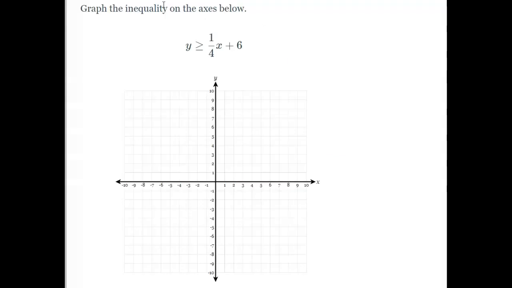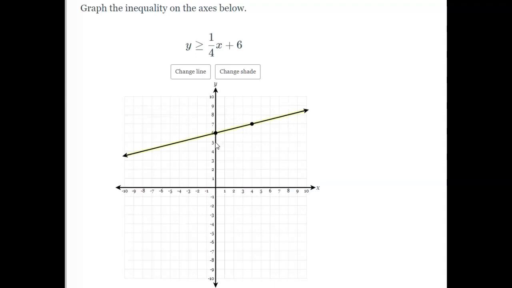So for the first part, one of your questions might say graph the inequality y is greater than or equal to 1/4 x plus 6. So you'd start with your y-intercept, graph the point 6, apply your slope of up 1/4, and you can check and go down 1 and left 4. Then we need to look at the line, so it's greater than or equal to, so it can stay solid. If it was not equal to, we'd change it to dashed. And then we're going to add our shading.